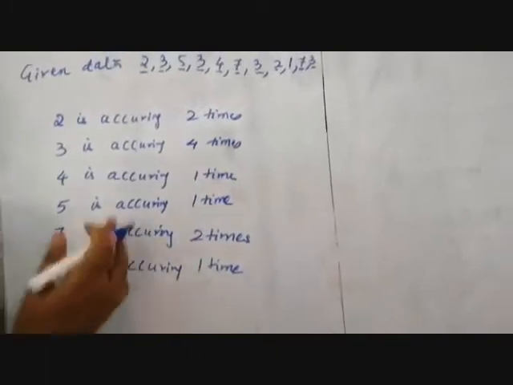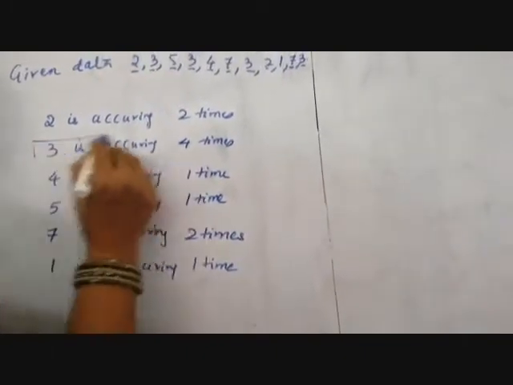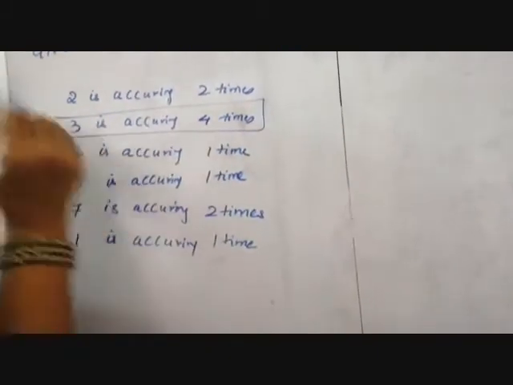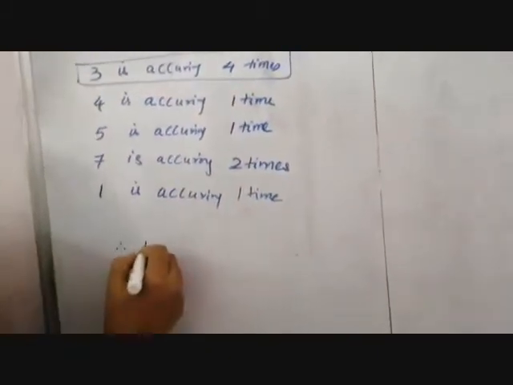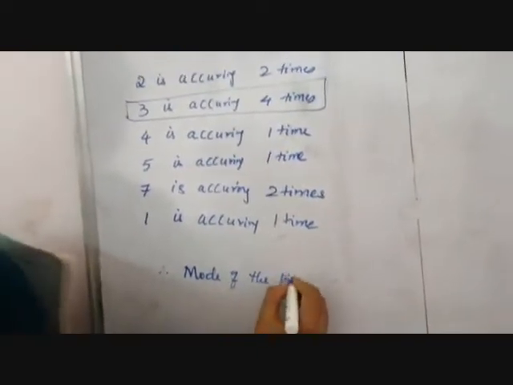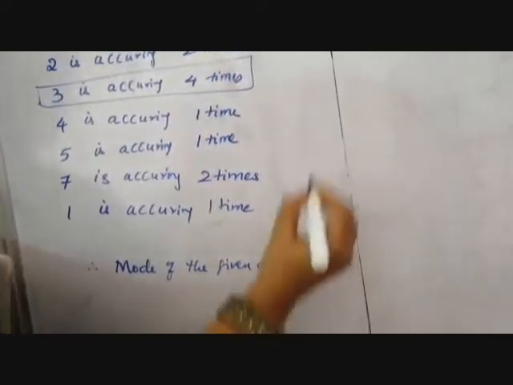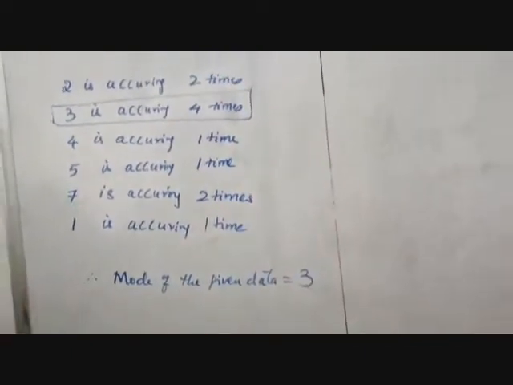But which number is occurring mostly? Check it out. 4 times. The number occurring the most is 3. Therefore, the mode of the given data is equal to 3. This is example 4.